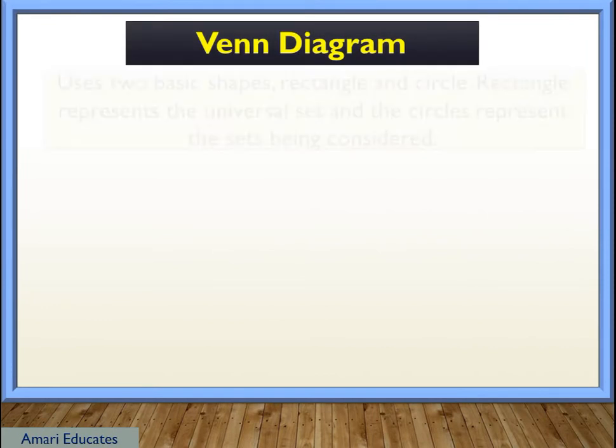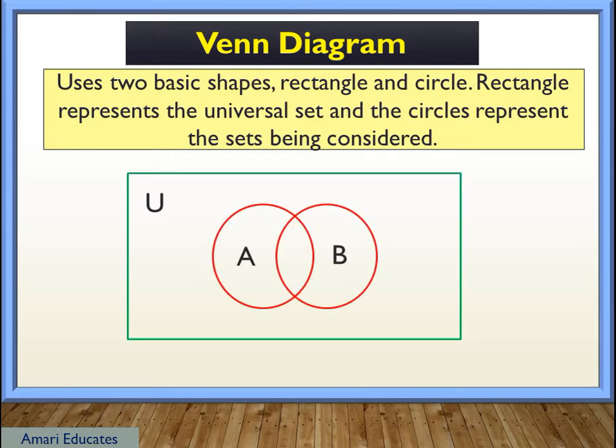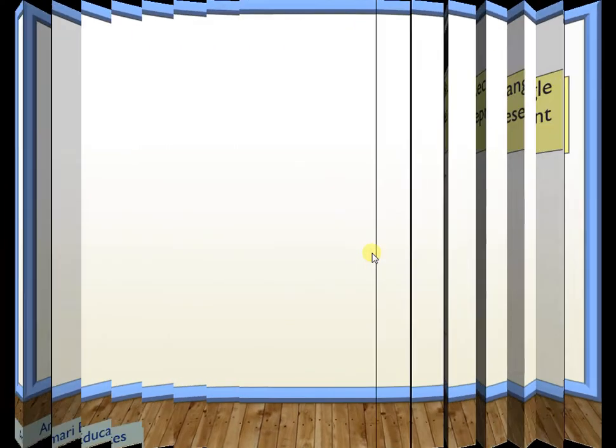What's a Venn diagram? Well, the Venn diagram uses two basic shapes, rectangle and circle. Rectangle represents the universal set, while the circles represent the sets being considered. So I have here two sets, A and B. Okay, let's have more illustration.